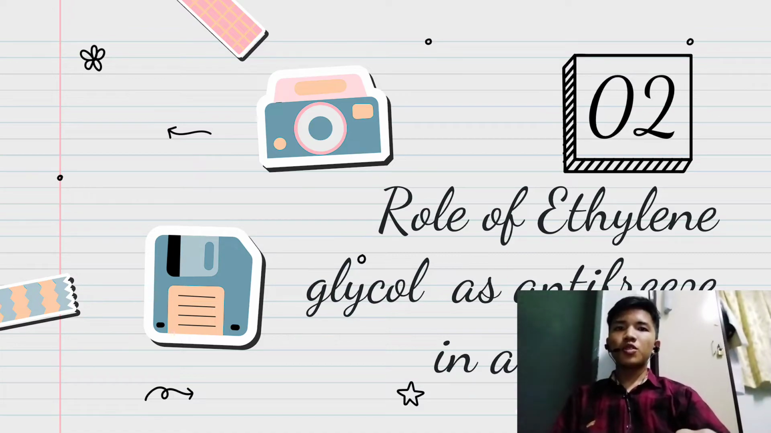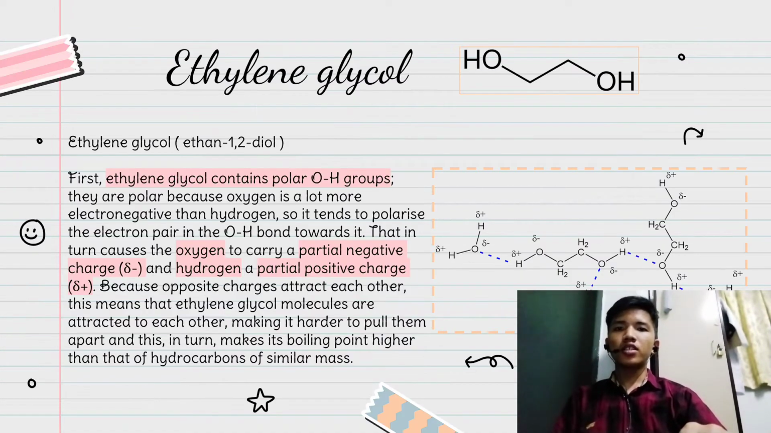So now, let me talk about the role of ethylene glycol as an antifreeze in automotive. Ethylene glycol is known as ethane-1,2-diol. First, ethylene glycol contains polar OH groups. They are polar because oxygen is a lot more electronegative than hydrogen, so it tends to polarize the electron pair in the OH bond towards itself. That in turn causes the oxygen to carry a partial negative charge and hydrogen a partial positive charge.